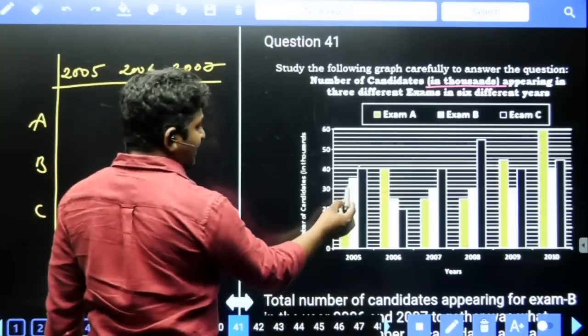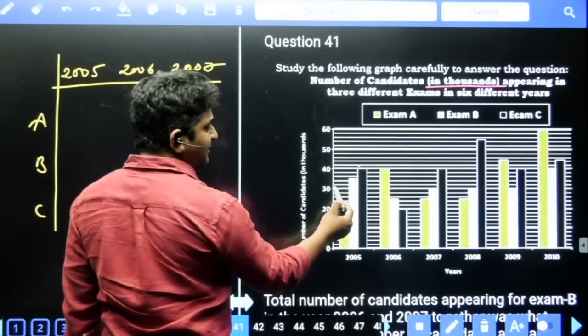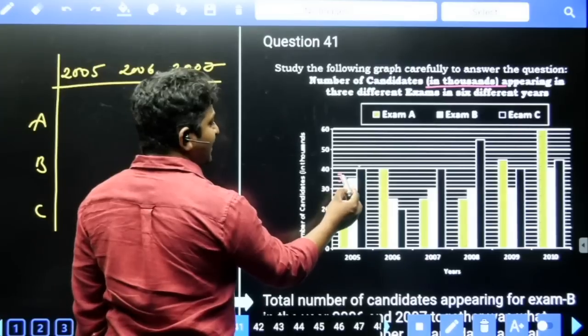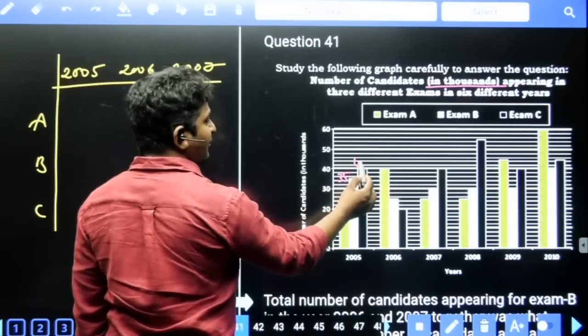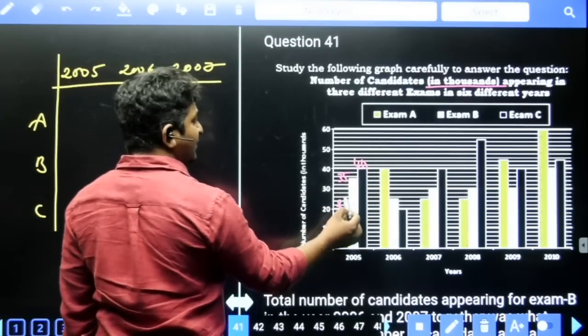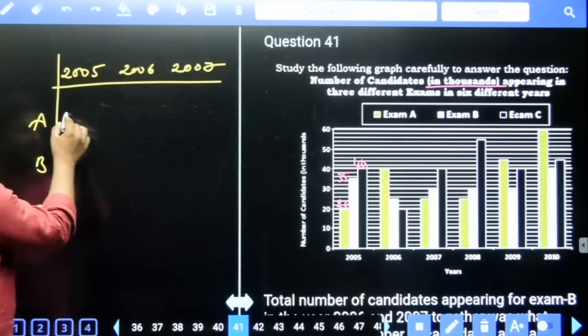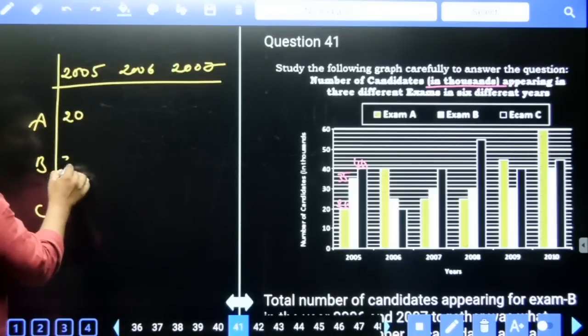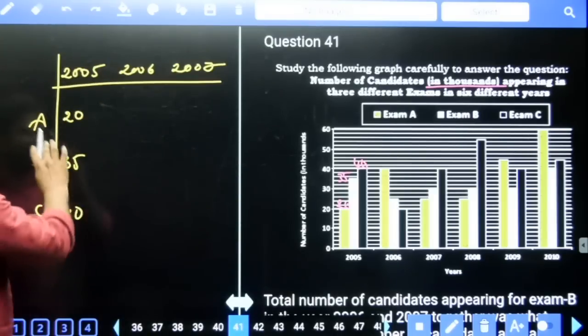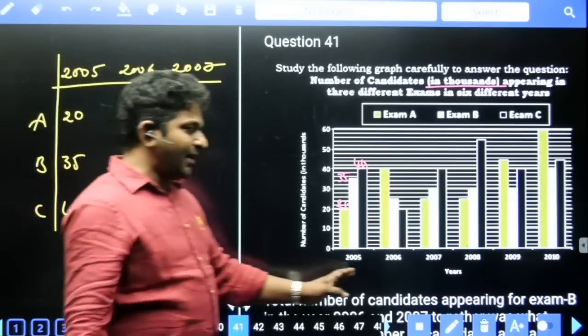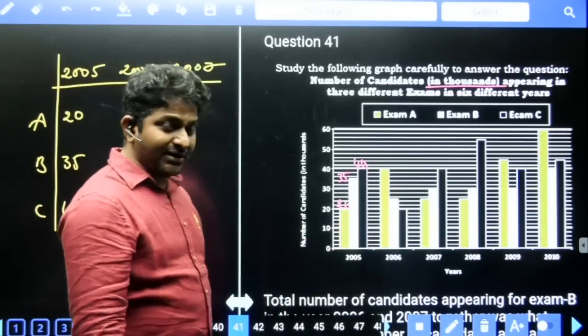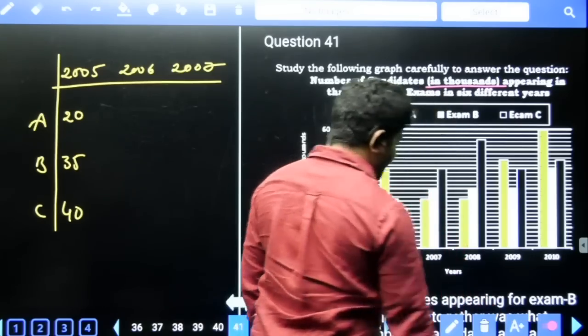Now this is 20. This value is in between 30 and 40. So it will be exactly 35. And this is 40. And this is 20. So 20, 35, 40. These are for 2005. 20, 35 and then 40. Like this you need to convert it for remaining years. And I already made this table available for you for simplification purpose.